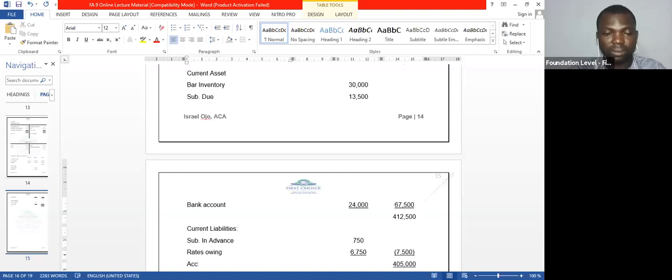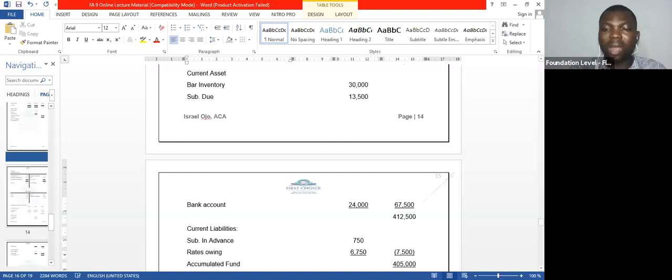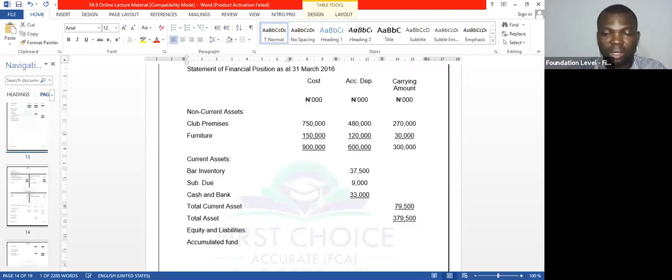And that's what we are looking for. That's 405. So we come back to our end. So we call this what? Accumulated fund. That means working capital. So let's call this working capital when we prepare a statement of affairs. So what is the figure that we have there? The figure that we have there is 405,000.